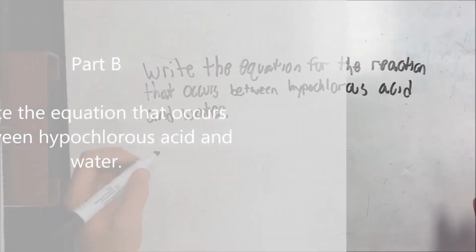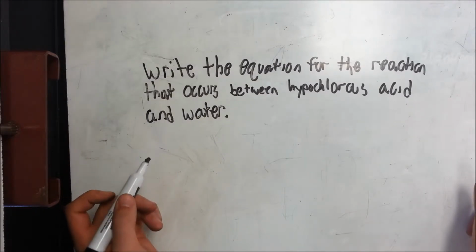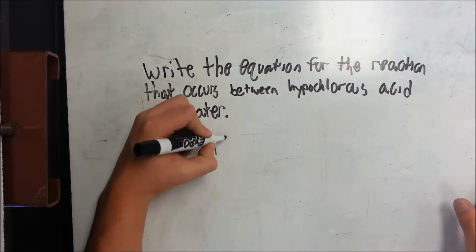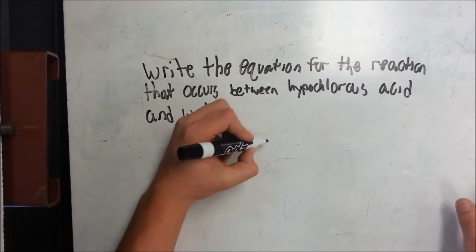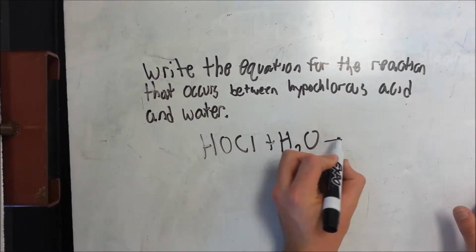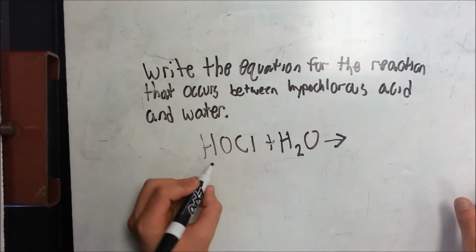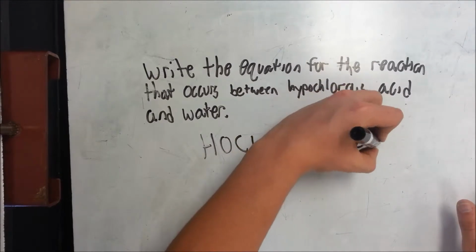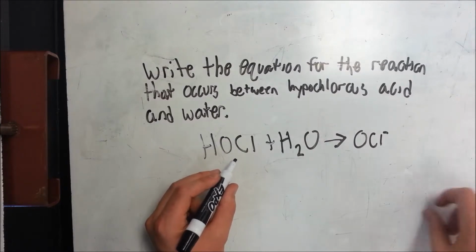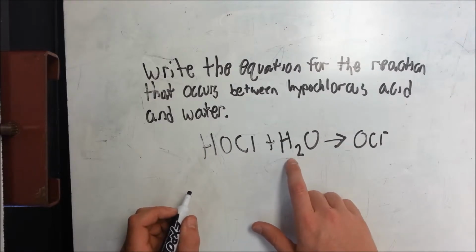Okay, so for part B, we're going to write the equation for the reaction that occurs between hypochlorous acid and water. We're going to write hypochlorous acid, which is HOCl, and a little bit of H2O, and that gives our conjugate base of HOCl, which is OCl minus. Since HOCl is a proton donor, it's going to lose its hydrogen and give it to the H2O, which is a proton acceptor.